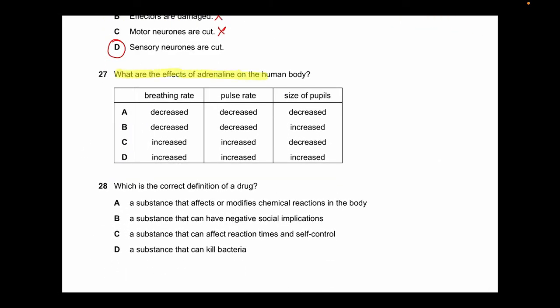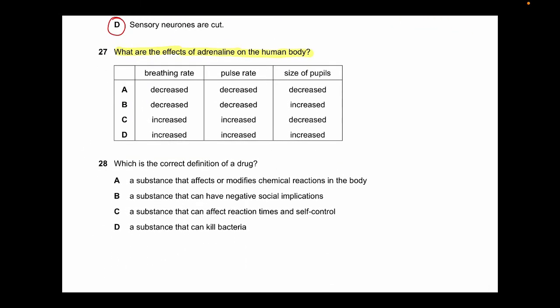What are the effects of adrenaline in the human body? Breathing rate: adrenaline causes breathing rate to increase. Pulse rate: adrenaline causes pulse rate to increase as well. And size of the pupil: adrenaline causes the size of the pupil to increase. So option D is correct.